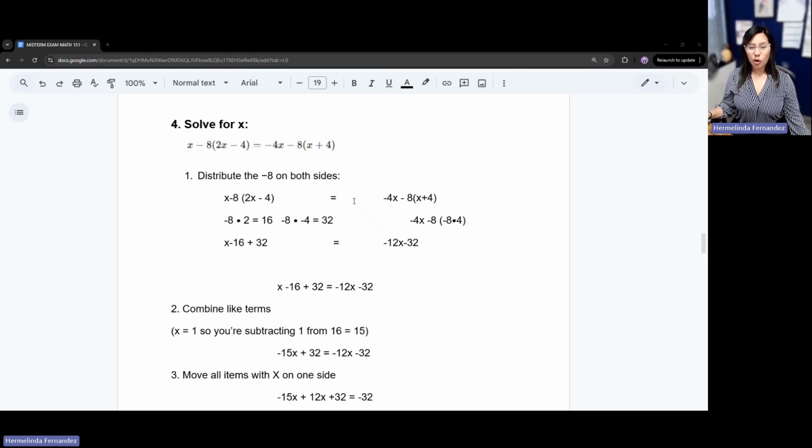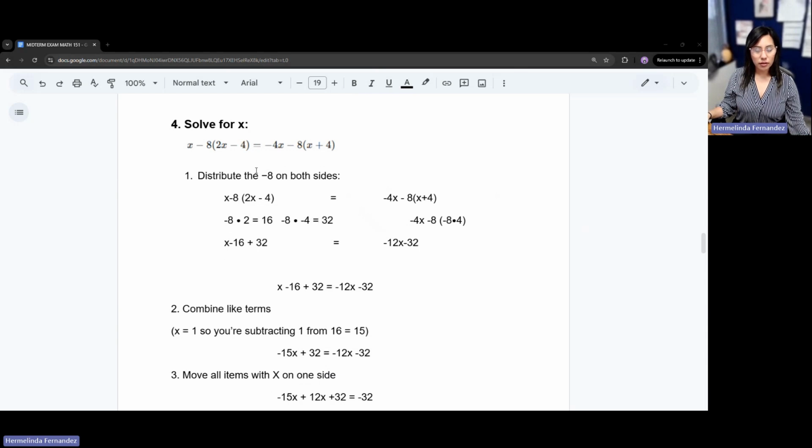Now, solving for x. All you want to do when solving for x is leave your x alone, and whatever you do on one side, you need to do to the other side. The first thing we're going to do is distribute the 8, the negative 8, on both sides. Remember PEMDAS, the parentheses first. So 8 times 2 is 16, and 8 times 4 is 32.